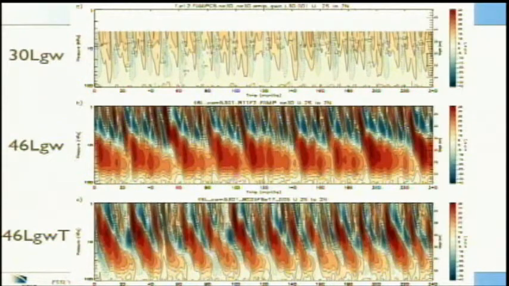You barely see any kind of downward propagation, and the zonal wind is pretty weak in the tropics. I showed earlier this 46-layer model, raising the model top to 1 hectopascal. And then this is the so-called tuned version. By tuning the model, you can get the right frequency of the QBO. So that's a fairly big improvement from the current CAM5.